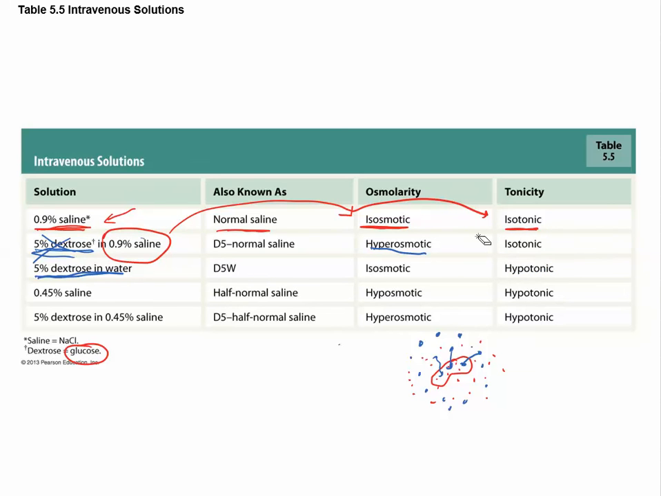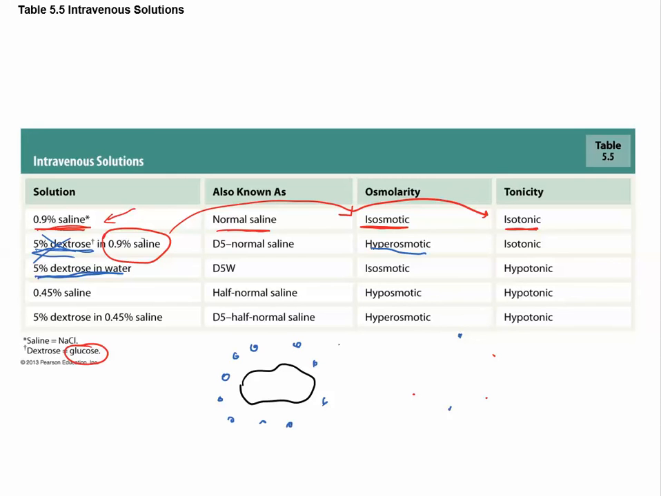5% dextrose in water is a problem, because if we only have dextrose on the outside of the cell, then we're actually adding a whole lot of water. That means we're increasing the amount of water out here, which makes it more dilute, just like pouring water into your lemonade. These molecules are going to move farther apart because there's more water, and the outside of the cell, even though it has glucose in it, is actually hypotonic. The glucose can move in, but that doesn't fix all that water you put in, so that water is going to be sucked in as well.